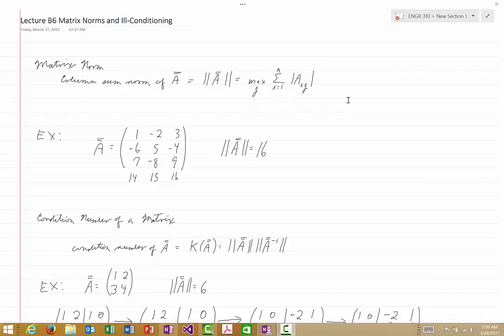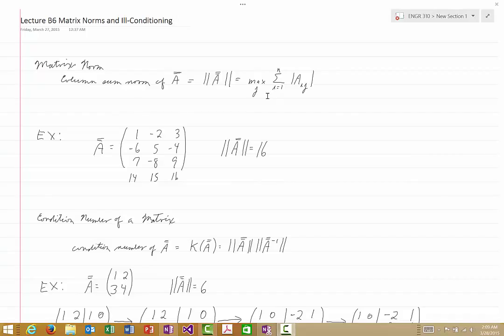Now, what does this formula mean? Well, remember that Aij is the element in the ith row and jth column of the matrix A. So what this formula says is that we're going to pick a particular j, fix j, and then sum up the absolute values of all of the numbers in that column, in the jth column. We'll do that for every column, for every j, and then we'll take the largest of those.